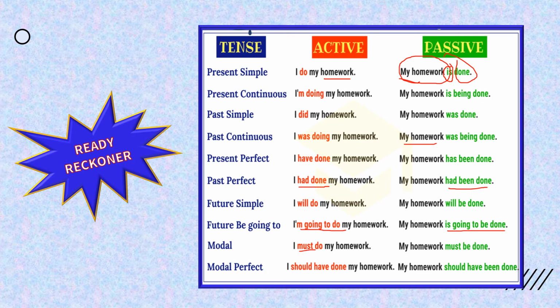I must do my homework. My homework must be done. And I should have done my homework. My homework should have been done. So this table can be used for reference at any time.